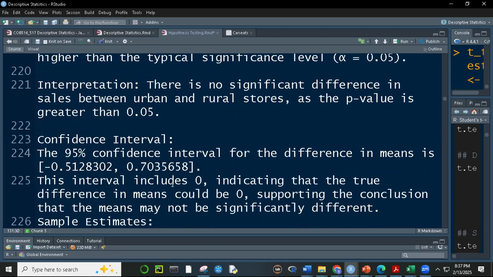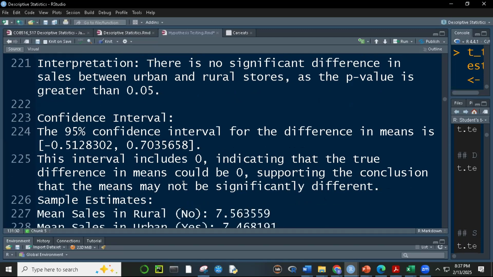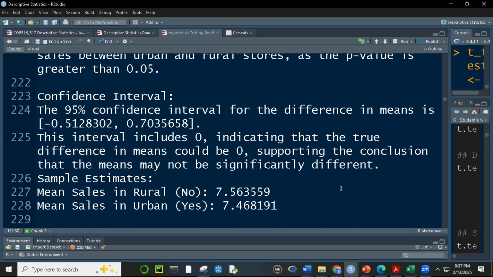Confidence interval, as I mentioned a while ago, from negative 0.5 to 0.7. 0 lies between this one. So which means that there's a possibility that this difference is equal to 0. And if the difference is equal to 0, then that means, if you subtract the rural average from the urban average and they're equal to 0, there's no difference because they're the same. So the difference is 0, supporting the conclusion that the means may not be significantly different.